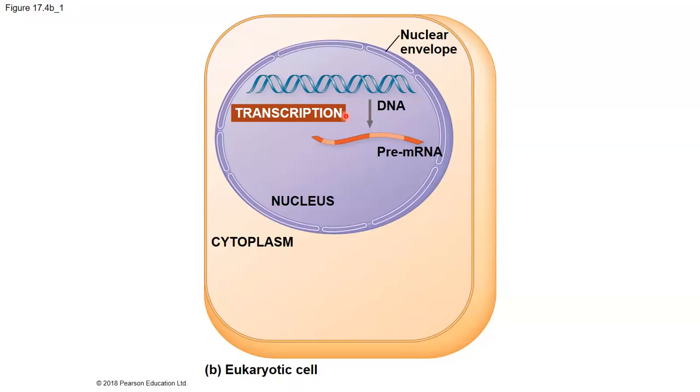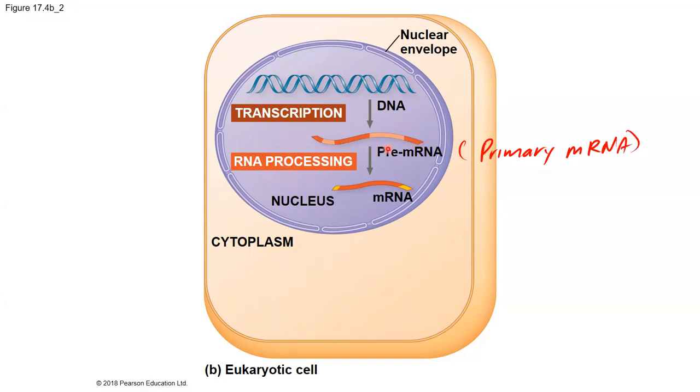we have transcription happening inside the nucleus, and the information in DNA is transcribed into information in the form of mRNA, and this first mRNA is called pre-mRNA. This pre-mRNA must be converted into an mRNA, so this is a pre-mRNA, or sometimes it is called primary mRNA.